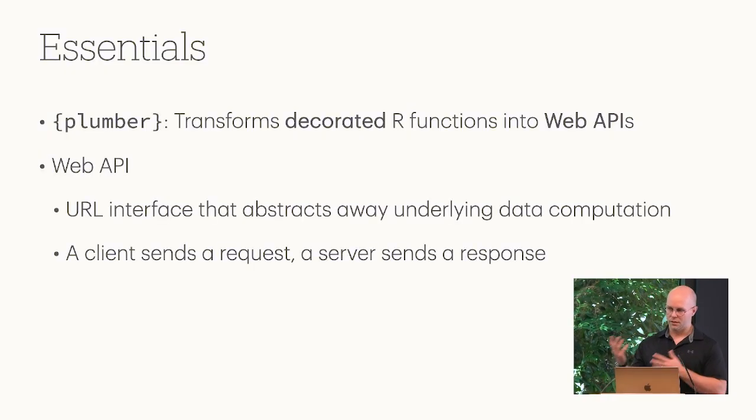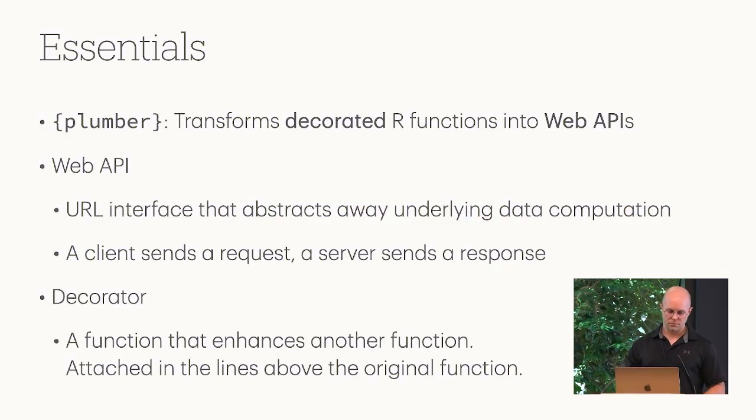A web API, even though we had just a wonderful talk beforehand, is a URL interface that abstracts away the underlying data computation. This is nice because you don't need to tell your friends that it's R behind the scenes. It's just a web URL. They can curl it. They can use httr. It doesn't matter. You're abstracting that away. But the processing is going to be done by R. And the client will send a request, and then finally the plumber server will respond back.